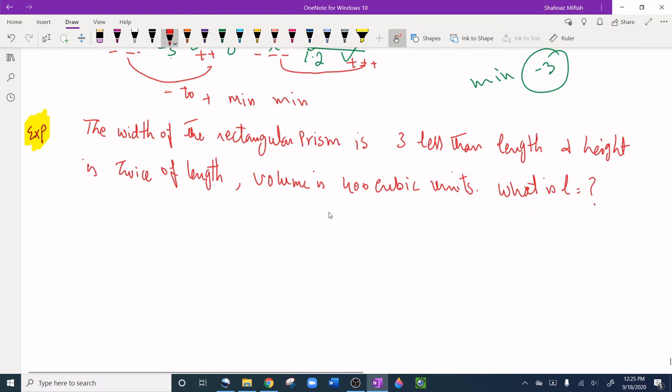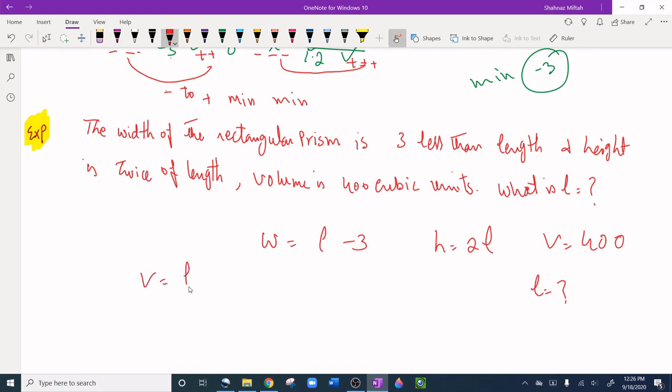Example, the last one. This one said the width of the rectangular prism is 3 less, so I'm going to write down everything in math. The width is equal to 3 less than the length, and height is twice the length. Volume is 400 cubic units. Then they are asking what is L. Now I know the volume formula for the rectangular prism is length times width times height. I know the volume is 400. Length we don't know, but the width is L minus 3 and the height is 2L.